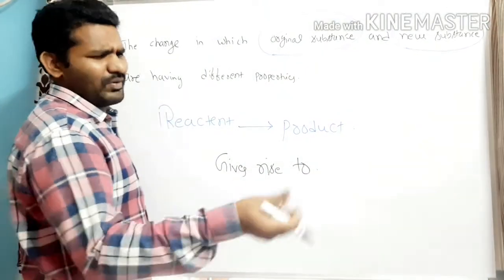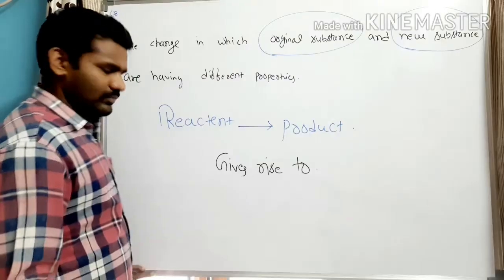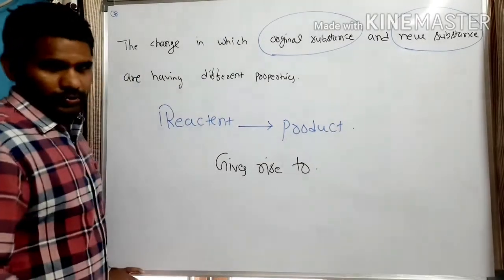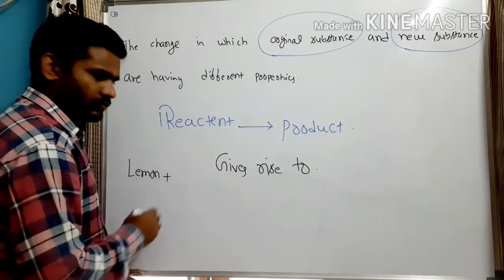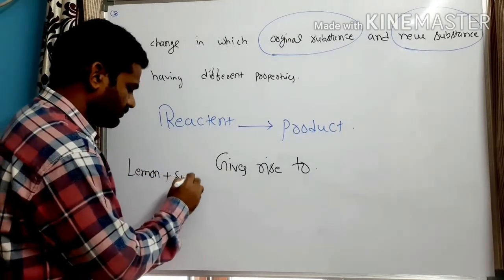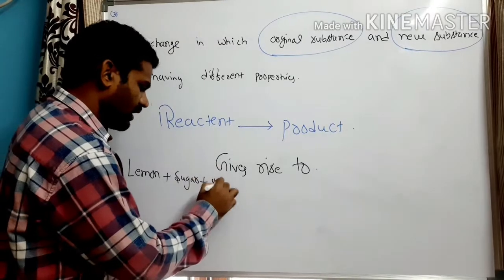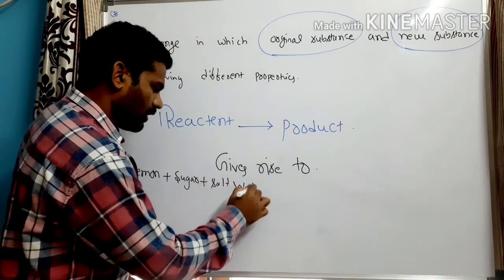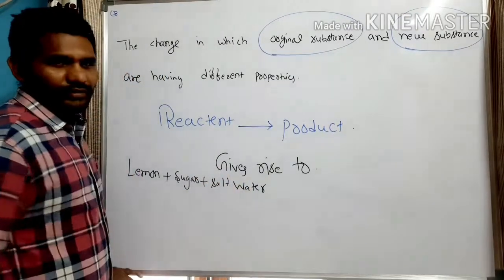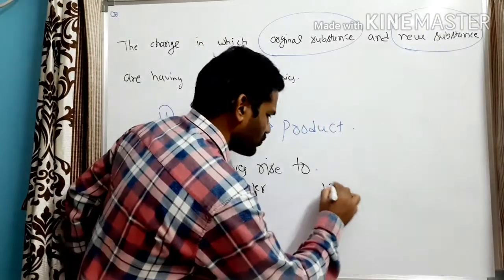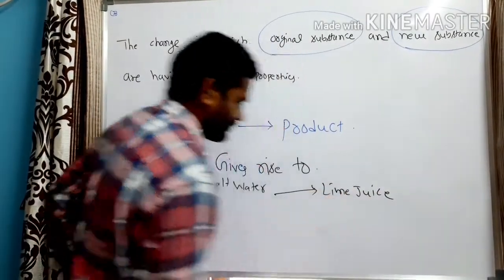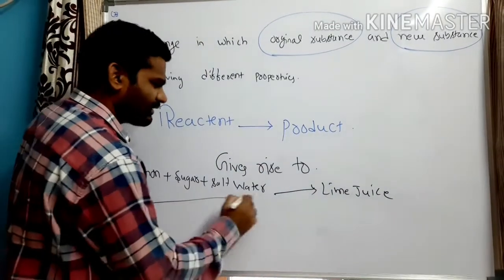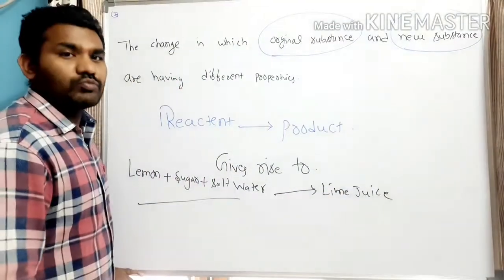Let us take a simple example now to understand it. If you take lemon juice, what are those? Lemon, sugar, salt, water, all these are reactants. Lime juice is the product. That means all these react to form the lime juice.